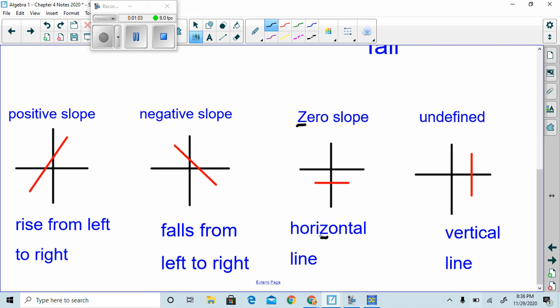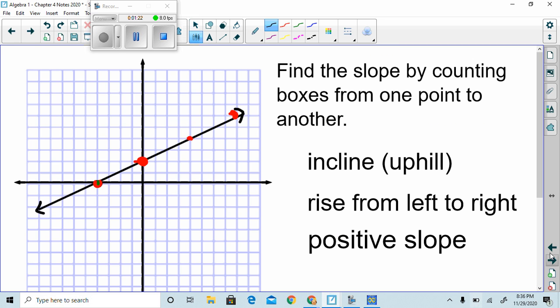Good way to remember which is which, because the line that is undefined is called the vertical line, so that vertical line is undefined. And there we have the four basic types of lines and their slopes. So how are we going to identify the slope? Well, what if we're given the graph of this line already?